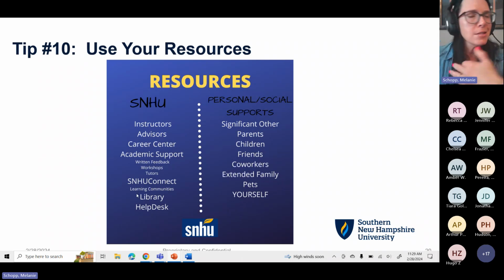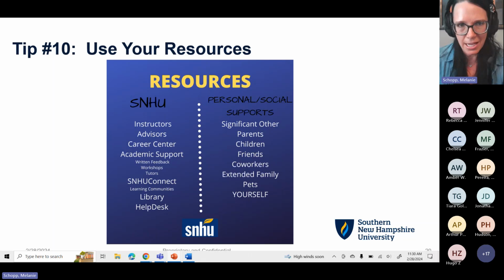Tip number 10, we're rounding the corner, y'all, is to use your resources. You've heard Dr. J and I both say it, but we want you to be successful here at the university.